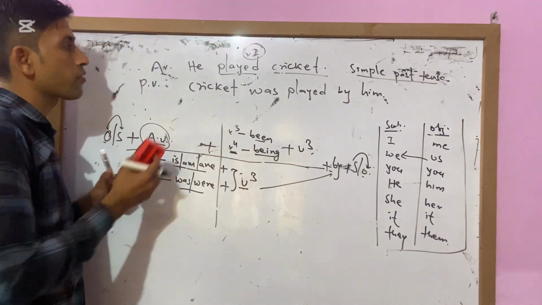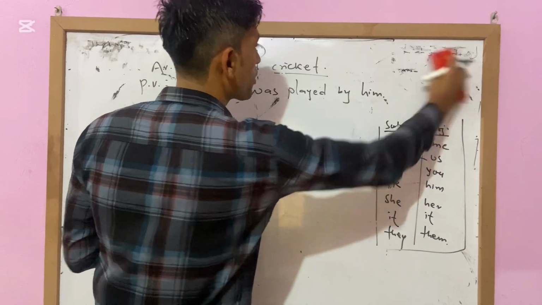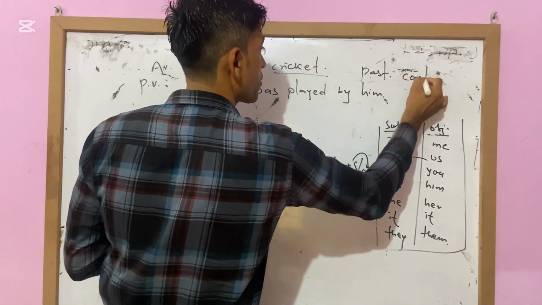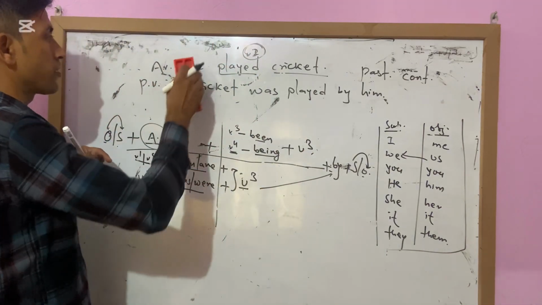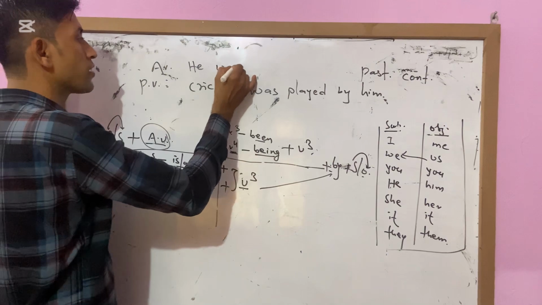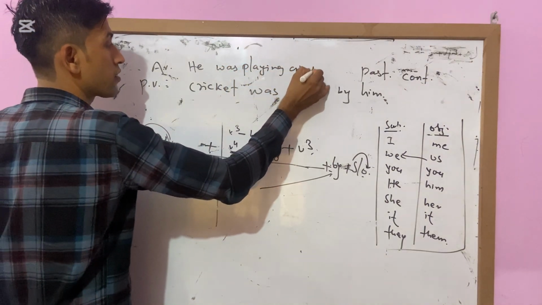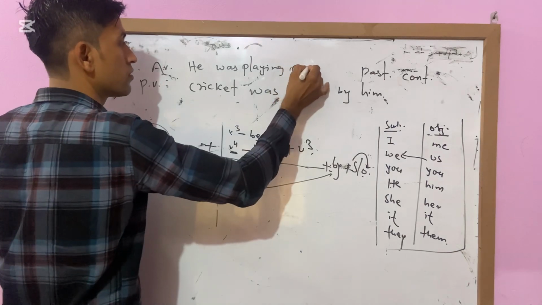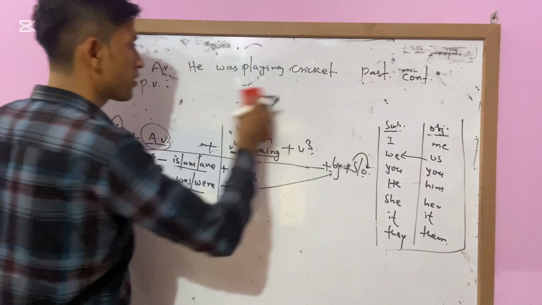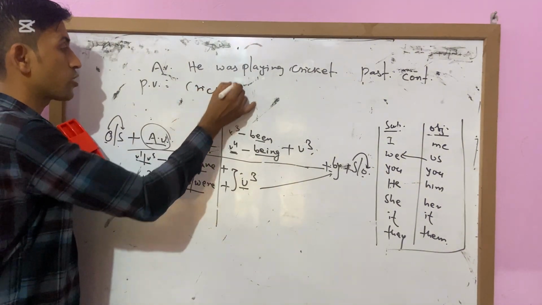Okay, now after simple past tense, another one is past perfect tense, and past continuous tense. Past continuous tense, as the same cricket: he was playing cricket. How can we change these things? Let's move here. Object by subject. Cricket is the object by subject, right?